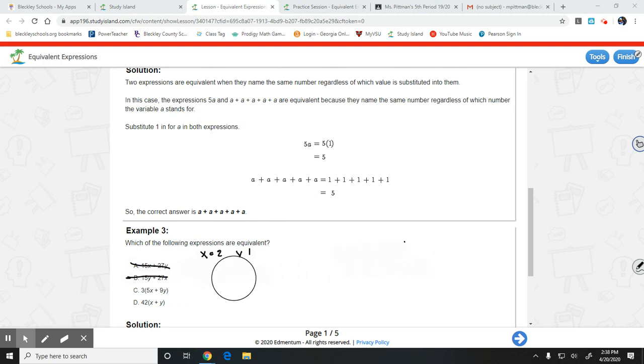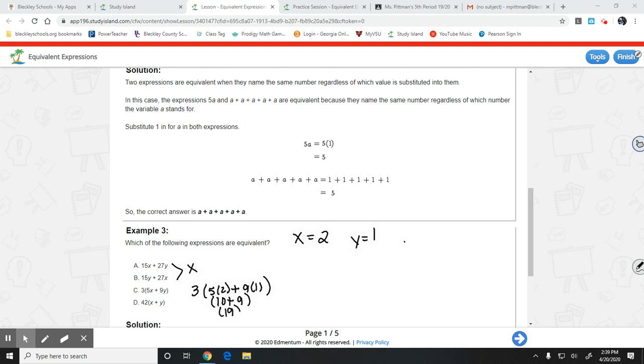All right, so let's try this. We're going to have x equal 2 and y equal 1, so let's plug that in. These two did not match, so let's leave those. So we have 3 times the quantity 5 times 2 plus 9 times 1. Order of operations says we look at the parentheses first. 5 times 2 is 10. 9 times 1 is 9. We add those together and we get 19.